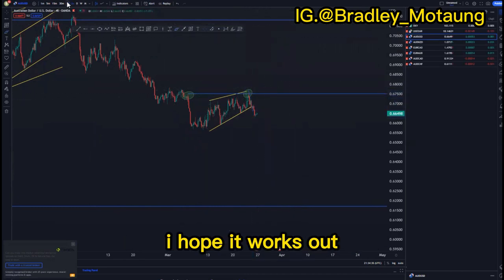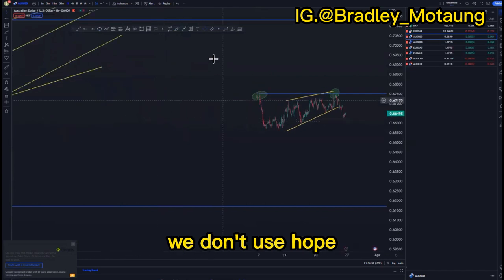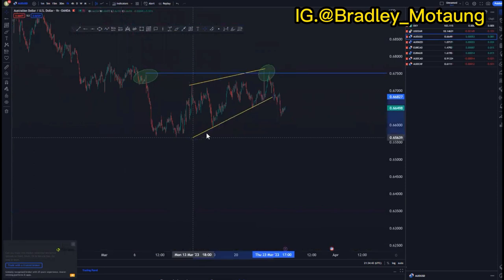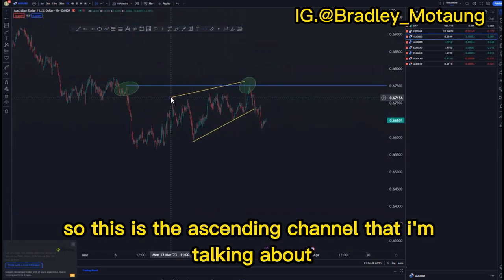I hope it works out. But as you all know, in the markets, we don't use hope. We use skill, guys, the way that I'm analyzing at the moment. That's called skill. So this is the ascending channel that I'm talking about.